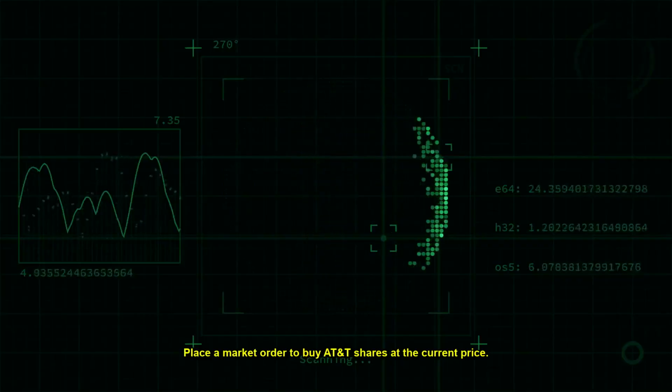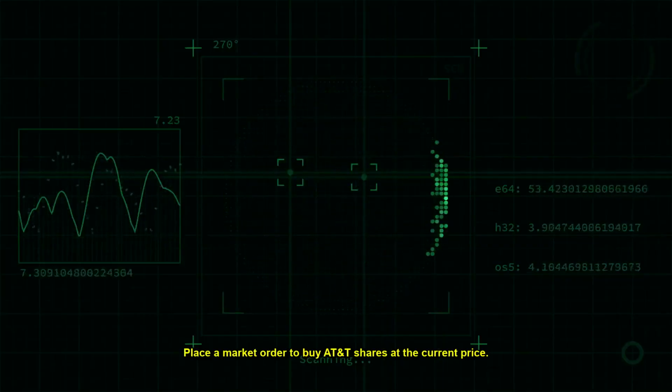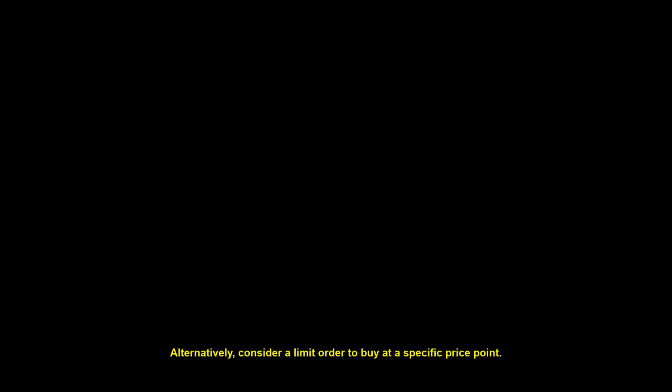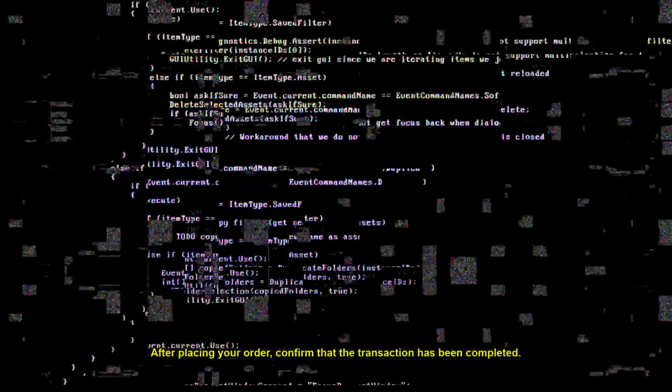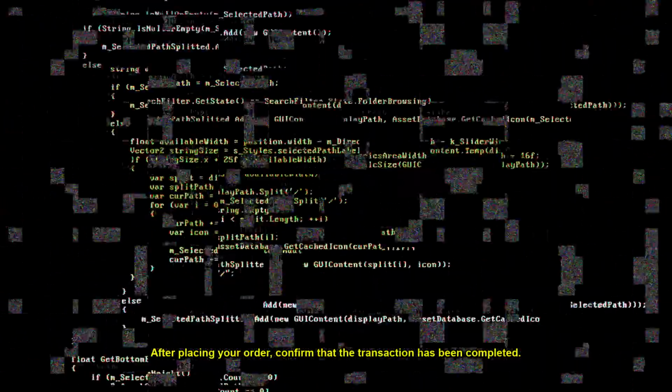Place a market order to buy AT&T shares at the current price. Alternatively, consider a limit order to buy at a specific price point. After placing your order, confirm that the transaction has been completed.